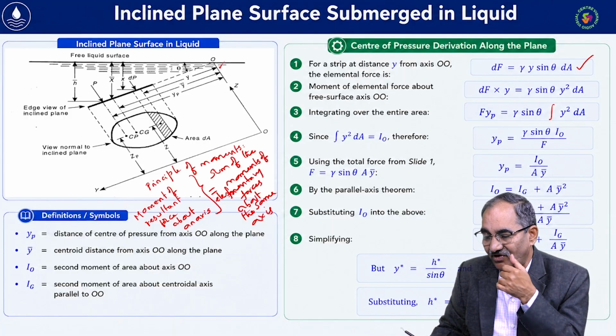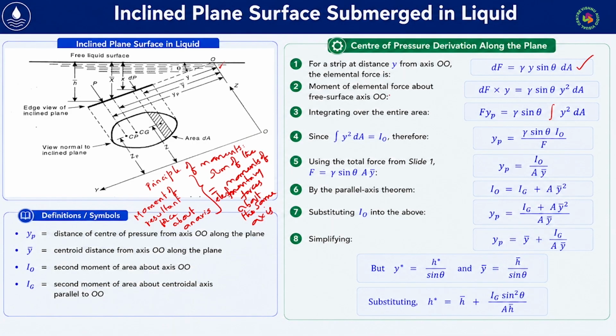Last slide itself you have seen. So the moment of that elemental force about the free axis: dF into y, that is gamma y sine theta into y. So it is gamma sine theta into y square dA. This is the first thing. You need to remember first this much only. So this is the first point.